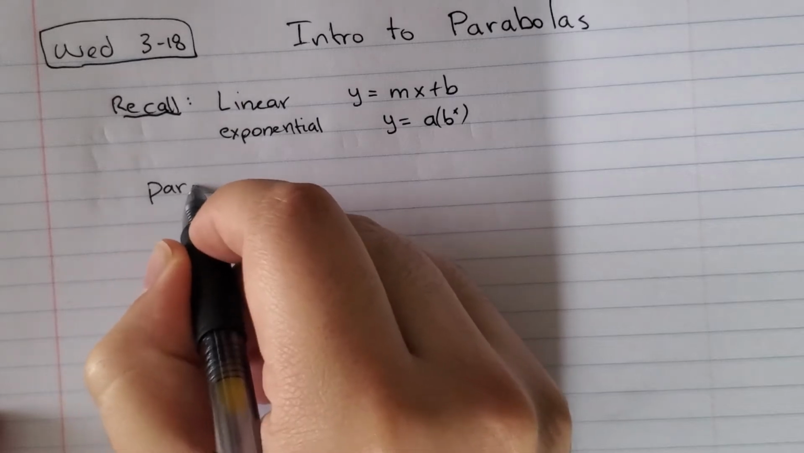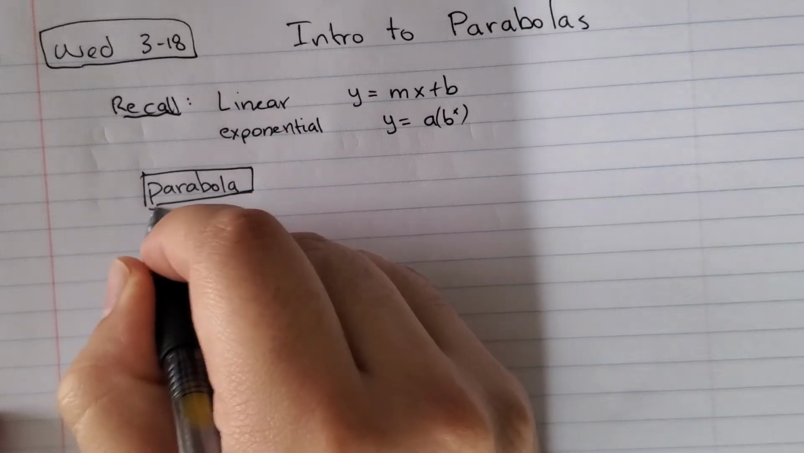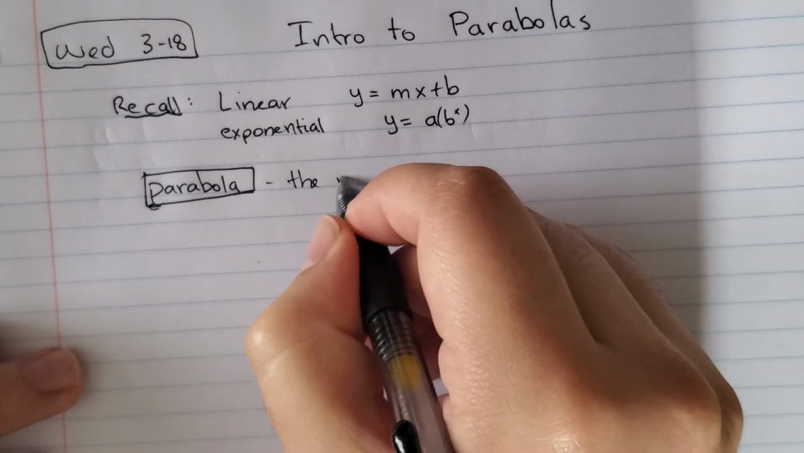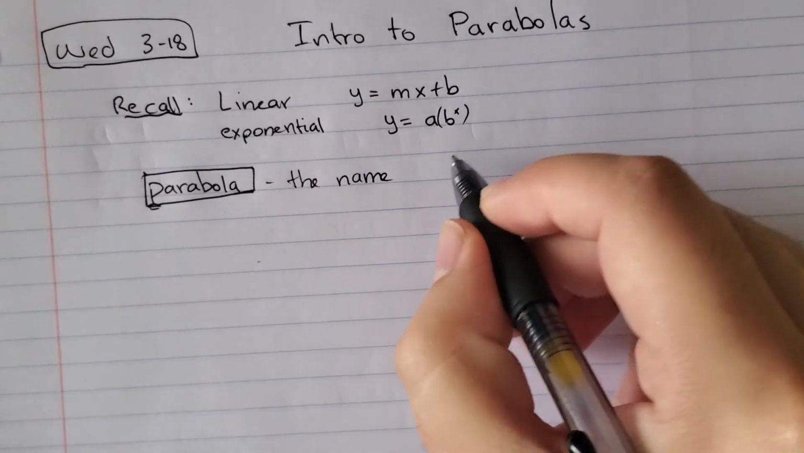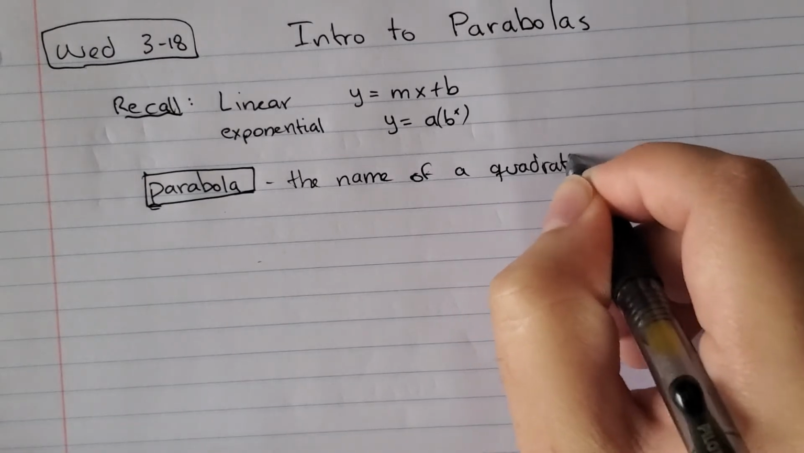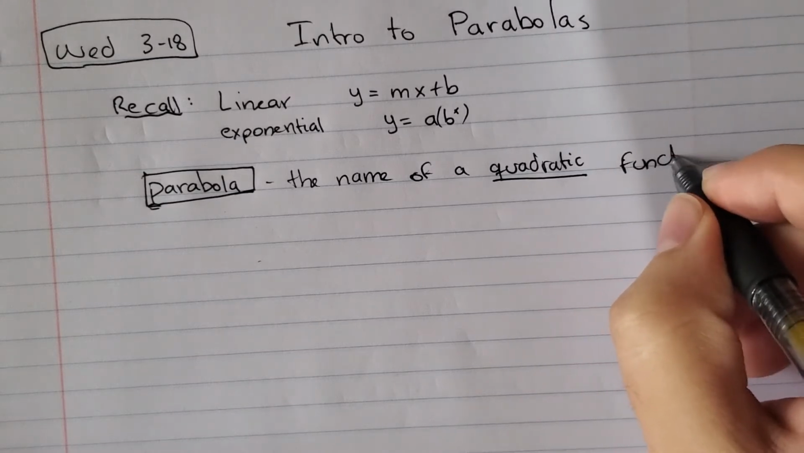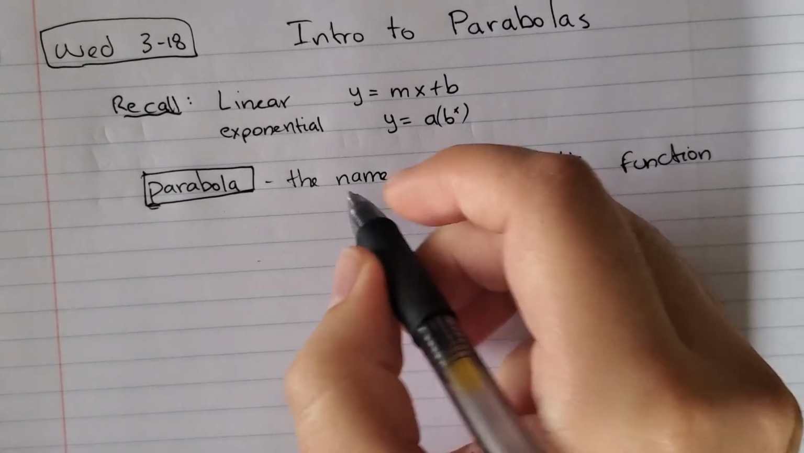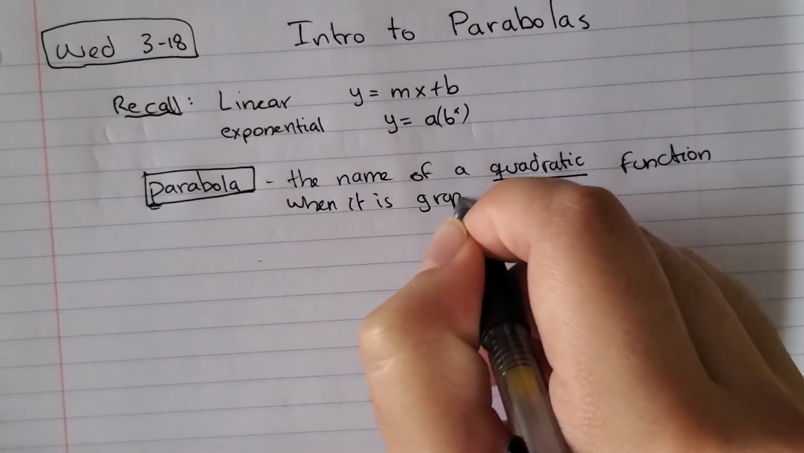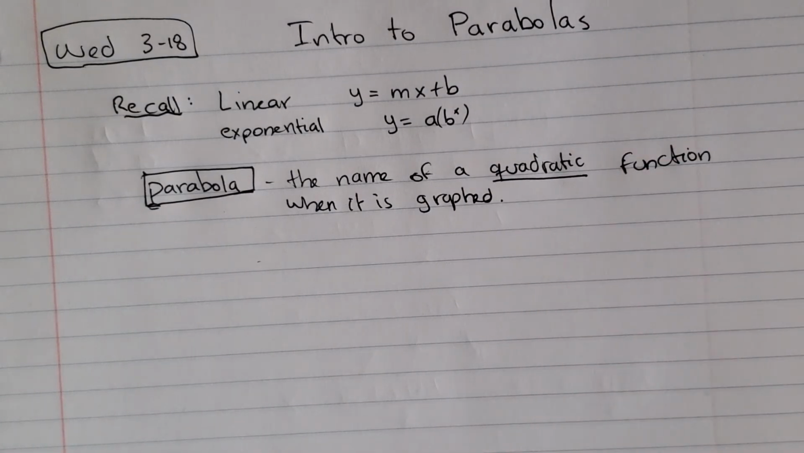So parabola. Okay, and I'm going to square it because it's something new. It's something we're going to be talking about today. So parabola, it's the name of a quadratic. I'm going to underline that. It's the name of a quadratic function when it is graphed. So it just means we have a quadratic, and it's the name we give it once we graph it.